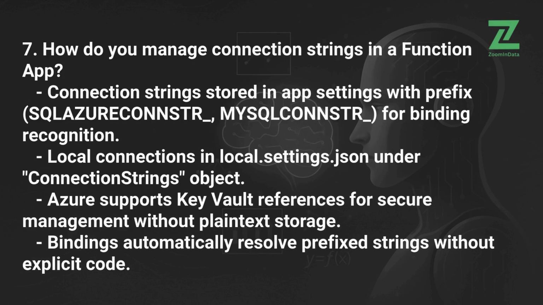7. How do you manage connection strings in a function app? Connection strings are stored in app settings with prefixes such as SQLAZURECONNSTR_ and MYSQLCONNSTR_ for binding recognition. Local connections go in local.settings.json under the ConnectionStrings object. Azure supports Key Vault references for secure management without plaintext storage. Bindings automatically resolve prefixed strings without explicit code.